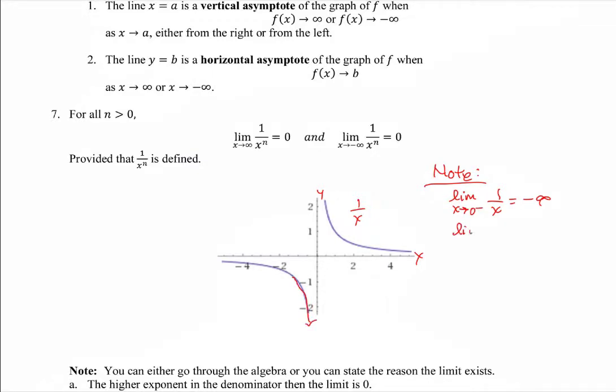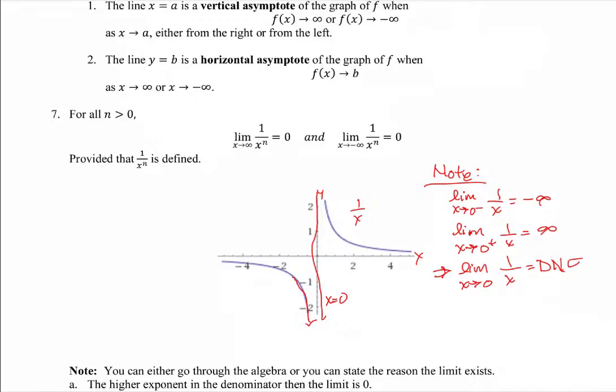And notice that the limit as x goes to 0 from the right of 1 over x goes to positive infinity. These two together tell us that the limit as x goes to 0 of 1 over x does not exist. And that is why we have a vertical asymptote at x equals 0. So x equals 0 is a vertical asymptote because the limit from the left and the limit from the right aren't equal, and that limit does not exist.